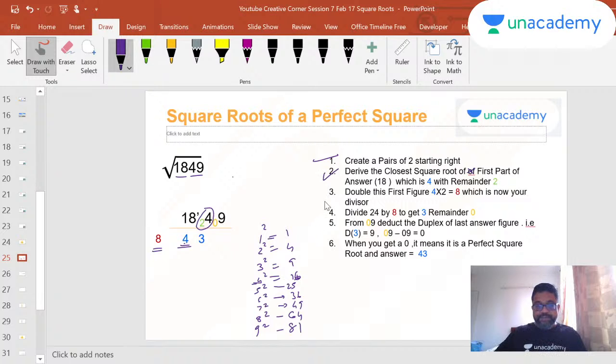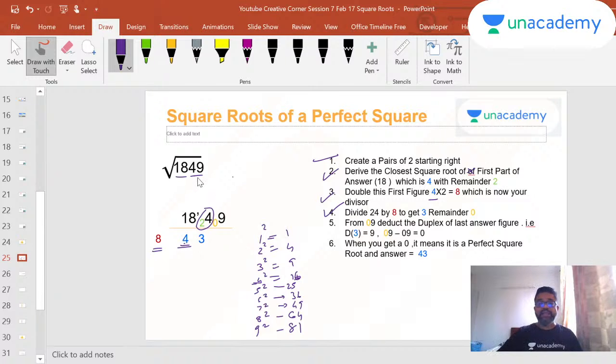So we did this, we doubled 4, and we kept it here on the side, okay? We did that. Now we divide 24 by 8. When you divide 24 by 8, what do you get? You get 3 remainder 0, right? That's what you write down here, 3 remainder 0. So we did that step also. So 4 steps are done, okay? So now you have 4 and 3 in your hand.